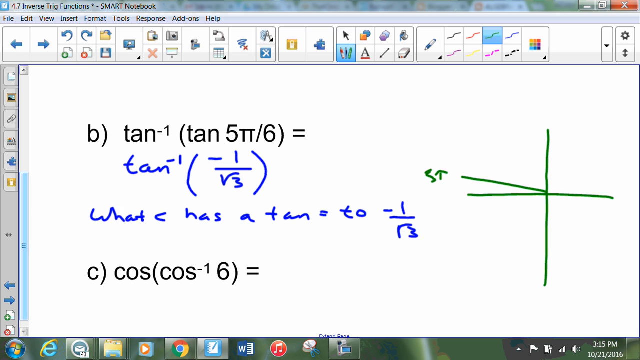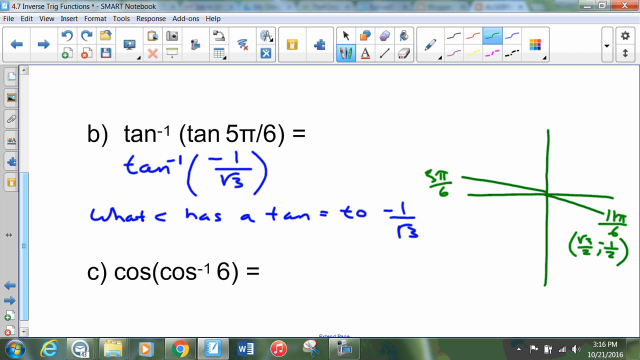Okay. But we know that we can't use 5 pi over 6 because that's not in the first or fourth quadrant. So we have to think, wait, is tan negative in any other quadrant besides the second quadrant? Yes, tan is negative in the fourth quadrant. So then instead of 5 pi over 6, we're going to use 11 pi over 6 because the coordinates for that are root 3 over 2 and negative 1/2. And so tan would be negative 1 over root 3.